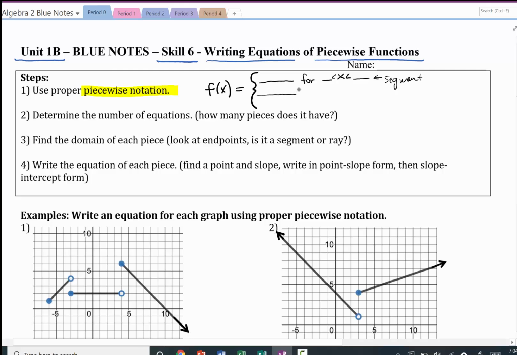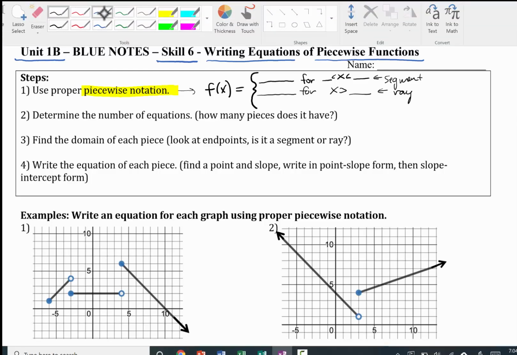And then you might have another equation for x greater than blank. That would be if it's a ray, right? So a segment is a two-sided inequality, a ray is a one-sided inequality, and then these guys over here are the actual equations for the lines. And you could have 2, you could have 3, you could have as many equations as there are pieces. So this is what we mean by the proper piecewise notation. So that's typically how we start.